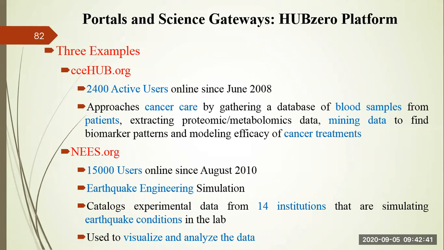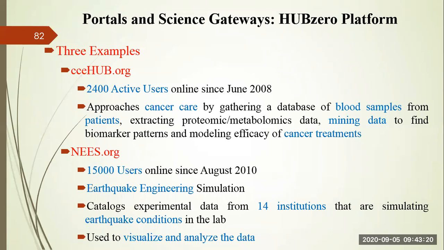The next one is the nees.org platform, in which 15,000 users are online since August 2010. It is dealing with earthquake engineering simulations, right? So in each and every platform or gateway is meant for a particular work. It may be with respect to cancer. It may be with respect to the biologist's work. It may be related to HIV/AIDS. It may be related to diabetes. It may be related to earthquake, right? So by collaborating with others, only then can you find a solution. That is the overall purpose of going for these particular platforms.